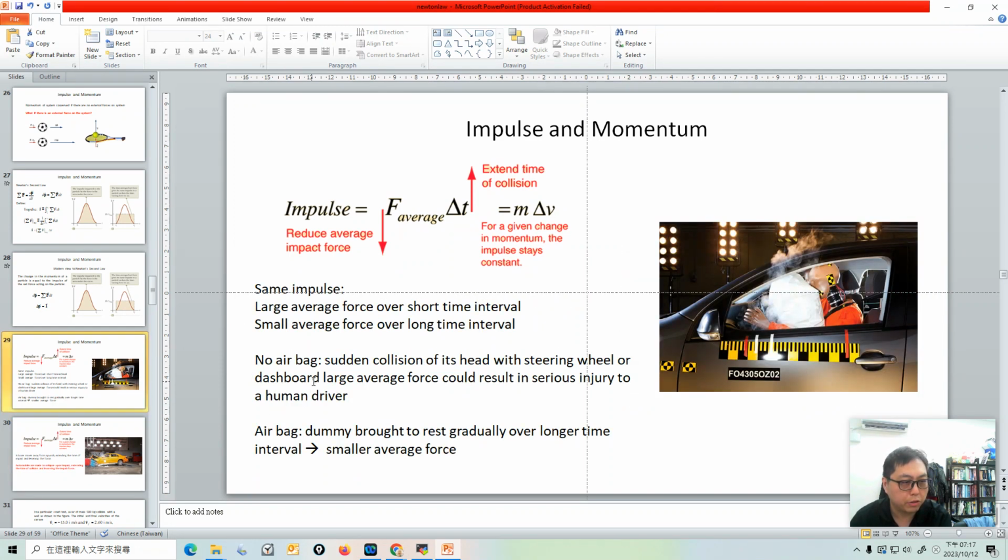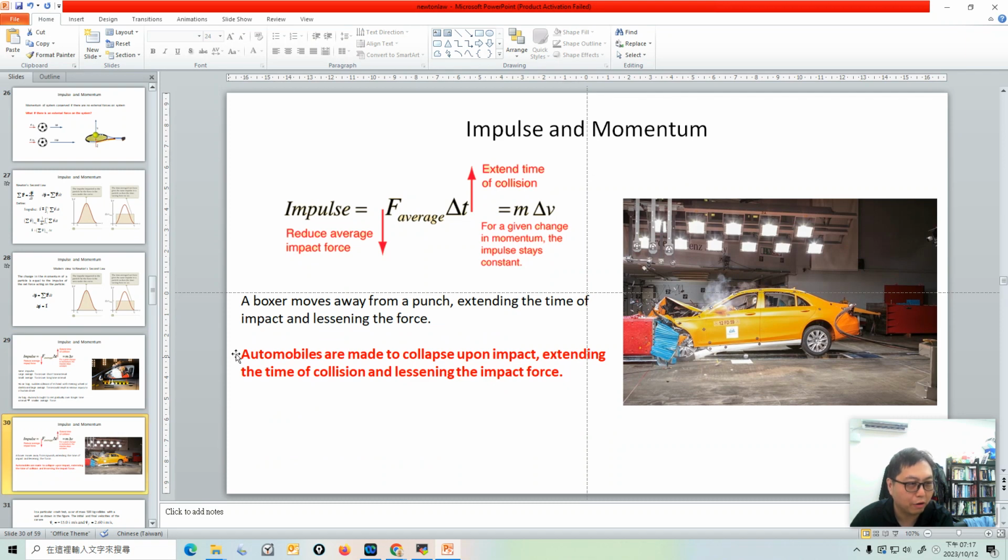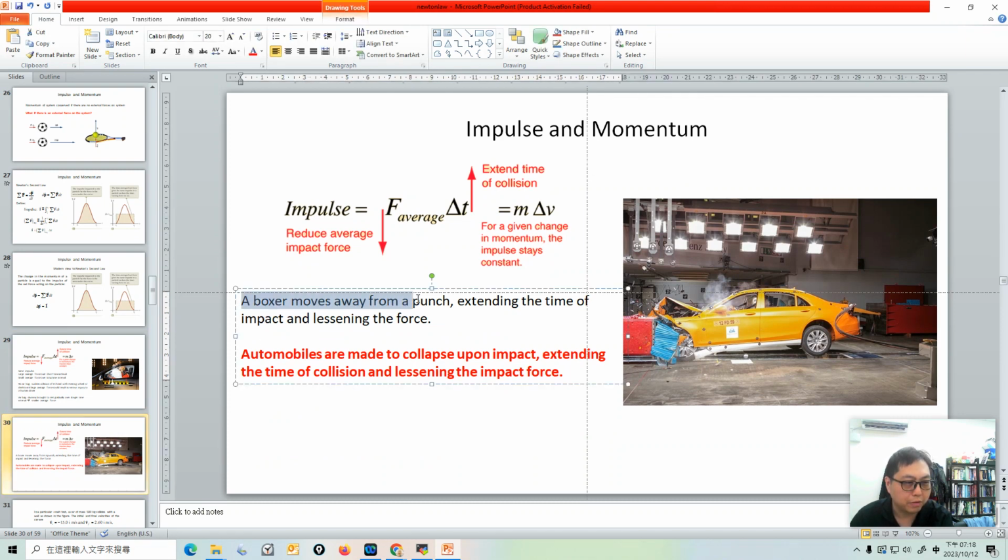There's another example. In boxing, a boxer moves away from a punch. It also extends the time of impact. It's really true. In boxing, when you move away from a punch, that extends the time of collision, and it will let you feel less impulse, or less average force.